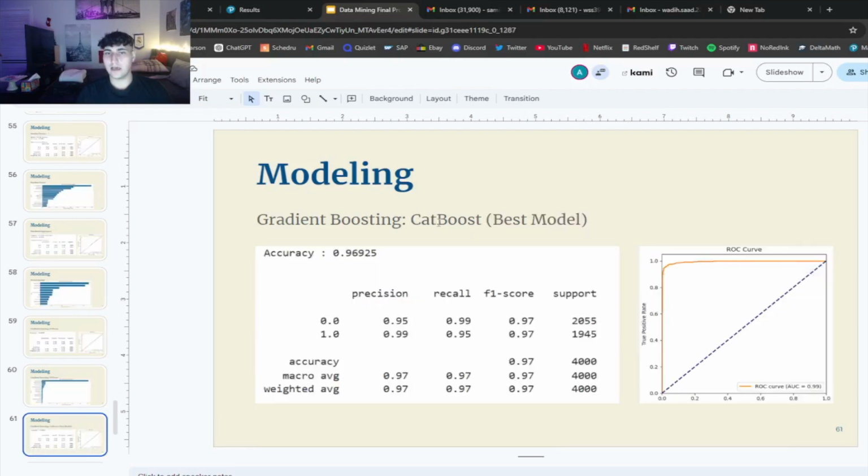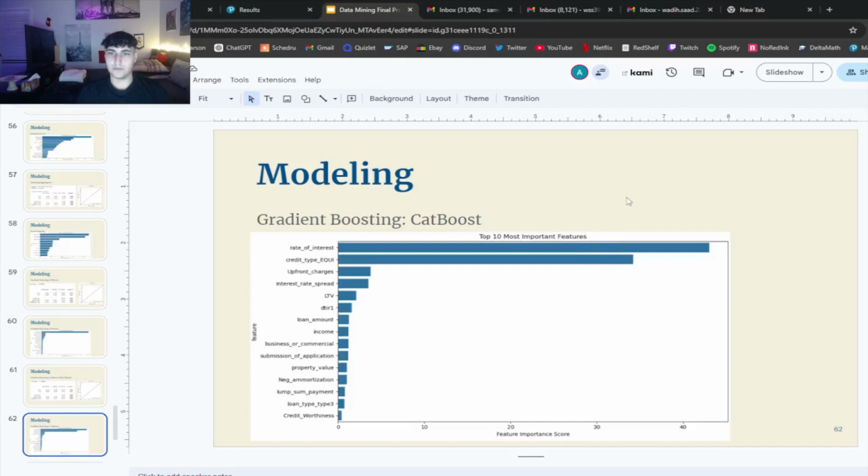Then we have the CatBoost model, which has the highest accuracy rate at 0.969. Then we have the ROC curve visually here, coming in at almost a right angle, and the supporting numbers with it. And for the CatBoost, most important features, we have rate of interest coming in at number 1, which is different from the others because credit type equity here is at number 2. Then upfront charges, interest rate spread, LTV, and so on.